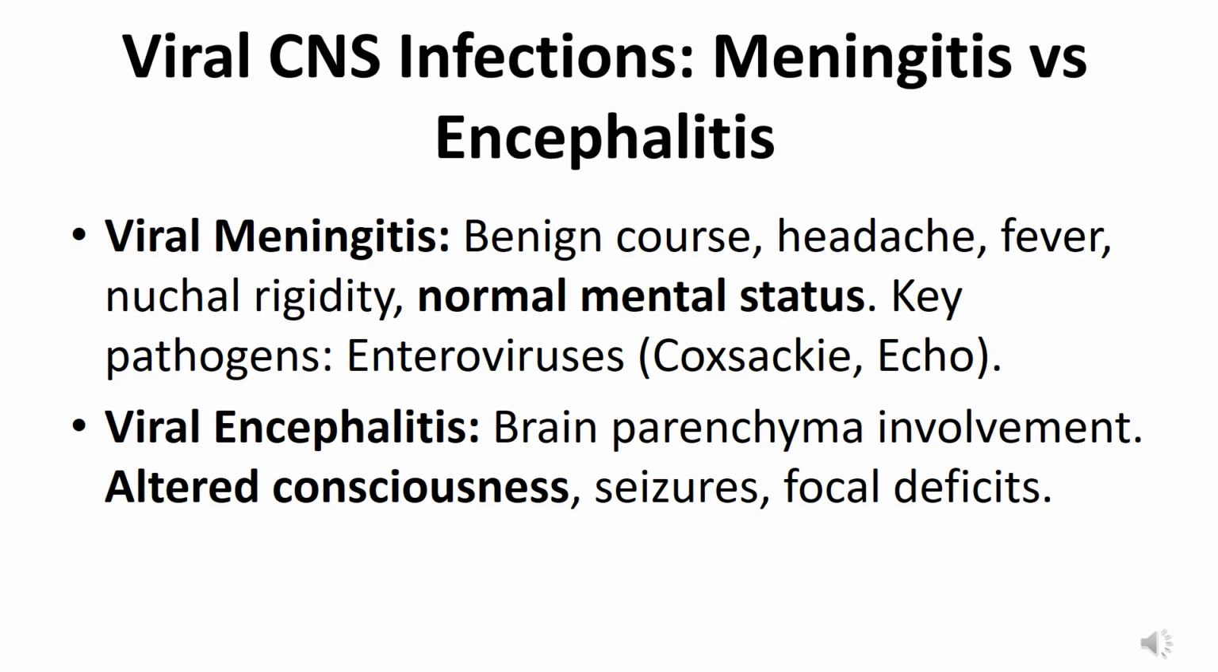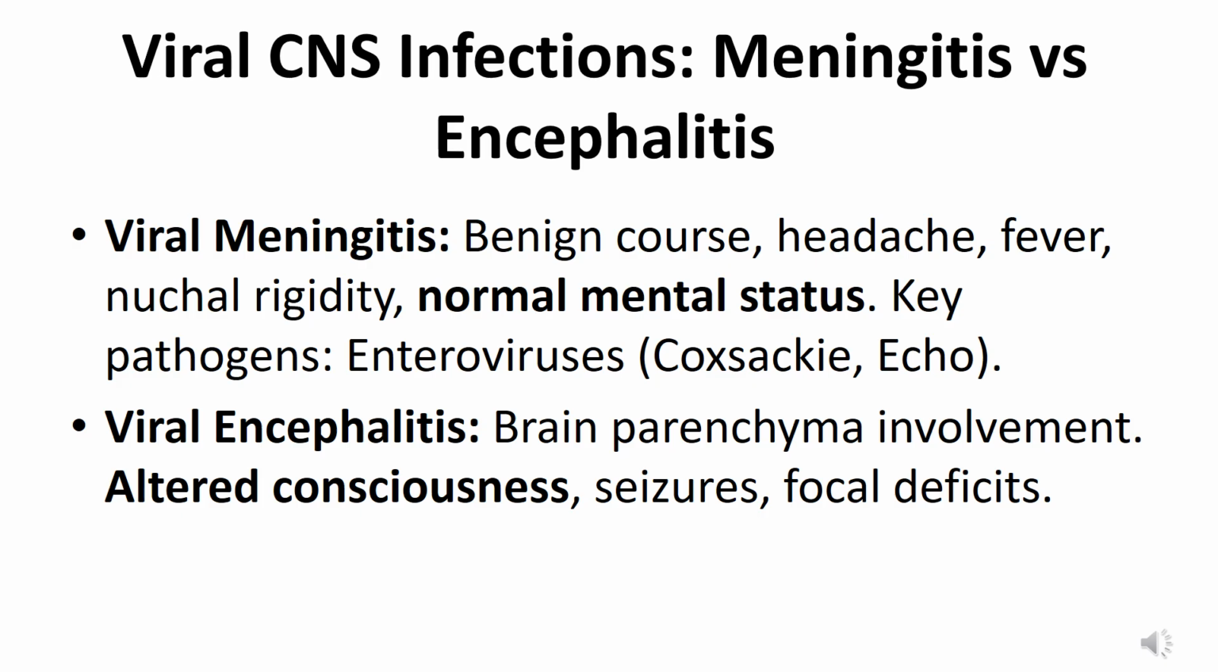Among the most common causes of viral meningitis are enteroviruses. These include Coxsackie viruses and echoviruses, which account for a large proportion of cases worldwide. These viruses spread easily, particularly during the warmer months, and frequently affect children and young adults. While the illness can be uncomfortable, reassurance and supportive management are often sufficient.